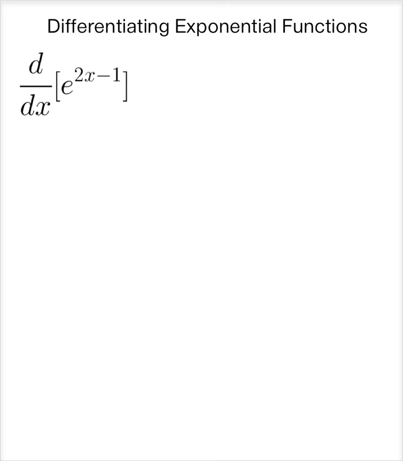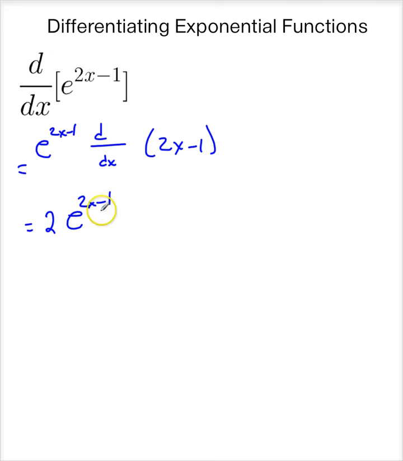So suppose I have the function e^(2x-1), and I want to take the derivative of that. Then it's e^(2x-1) times the derivative with respect to x of 2x-1. And that is just 2, so this is 2e^(2x-1).